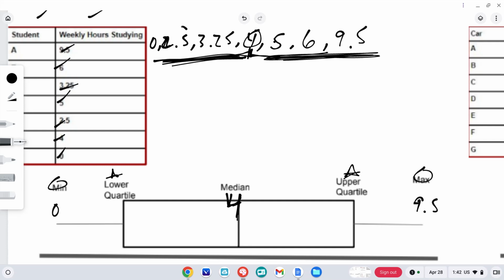You should have said the number in the middle for the lower half was 2.5, and the number in the middle for the upper half was 6. Perfect. Done. So we were able to pull out all of the important pieces of information from this data, seeing that some students study 0 hours, some students study 9.5 hours in a week. That's a lot.